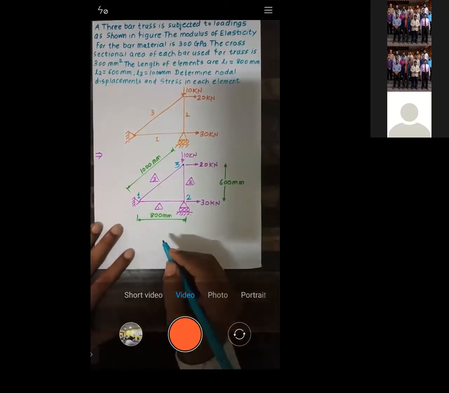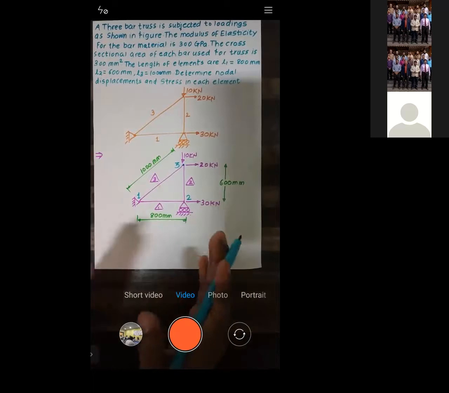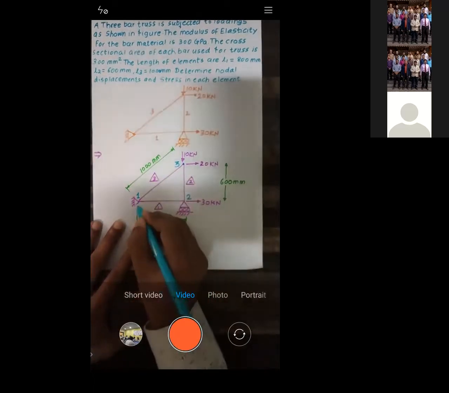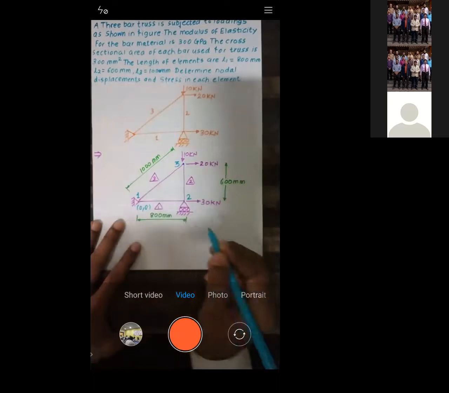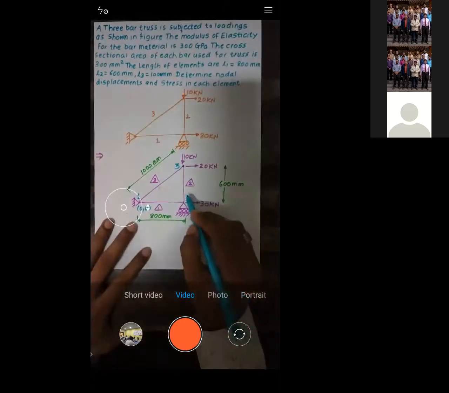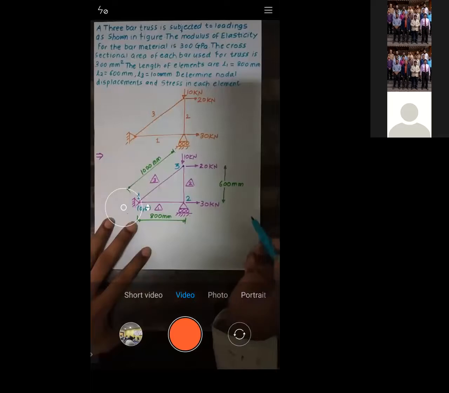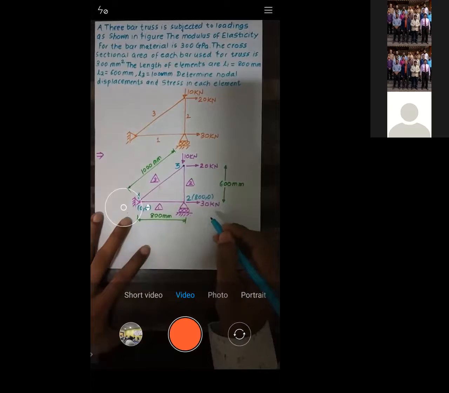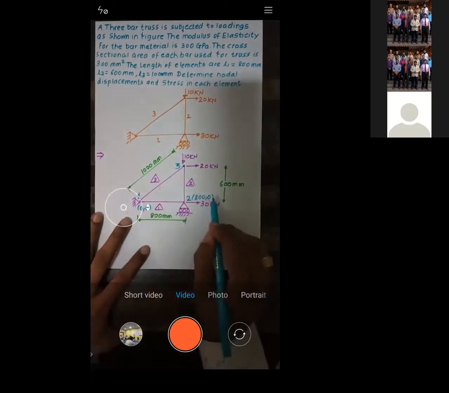That means we will try to locate every node with respect to some node. For that, I will assume node 1 as a reference with coordinate 0, 0. This is the reference node with the coordinate 0, 0. Now I will locate the position of node 2 with respect to node 1. If you locate that, it will come as 800, 0. Location of 2 with respect to 1 is 800, 0.